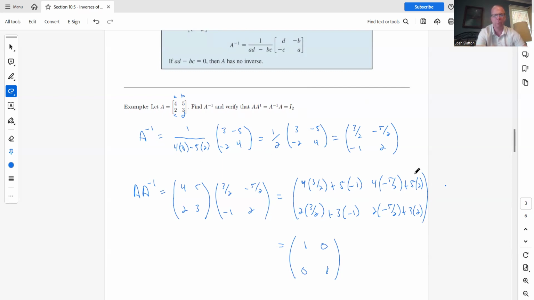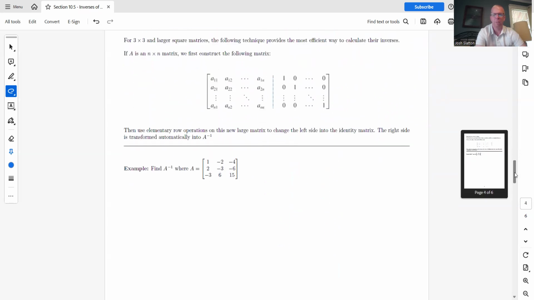Like I said in the first video, I don't think it's possible that it could work out to where you multiply A times the inverse and get the identity and then switch them and not get the identity. I don't think that's possible, but feel free to check that if you would like.